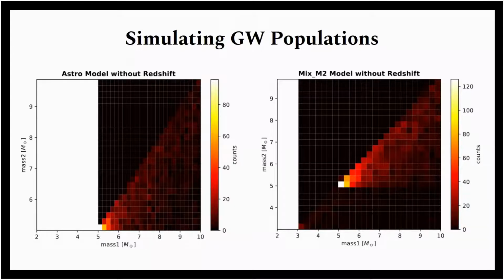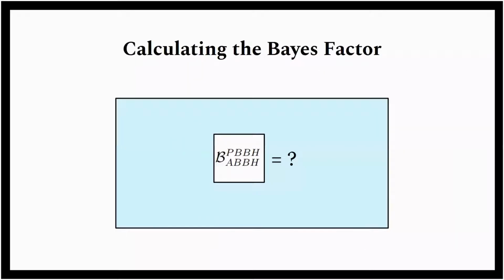We did this, and the next step was to run the parameter estimation analysis. I won't get into the maths of it. It's not too important to understand the idea here. The only thing that we finally wanted to do was calculate something called the Bayes factor. The Bayes factor tells us which model is more likely. If you see this expression over here, this is telling us how likely the PBH model is over the ABBH model.